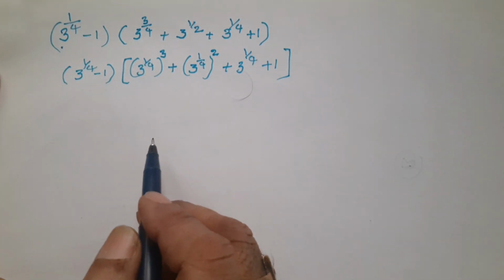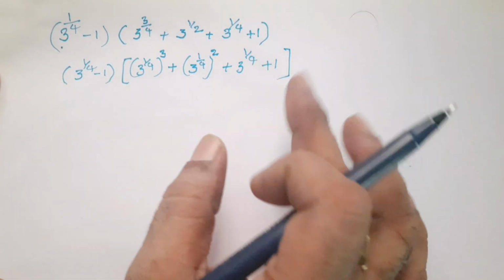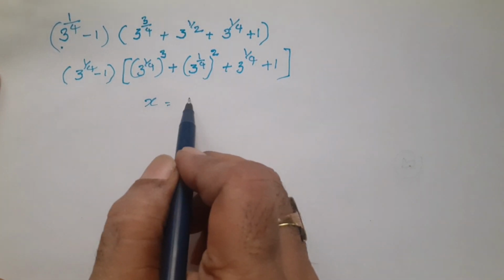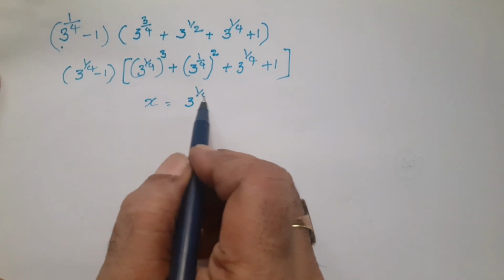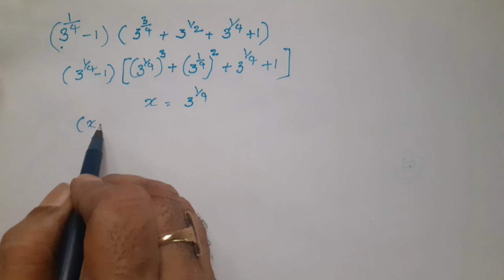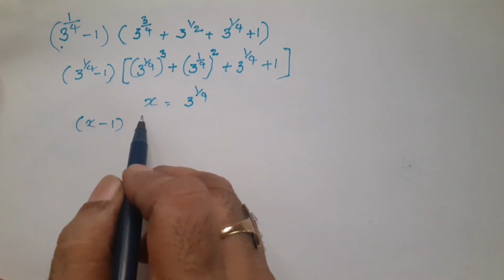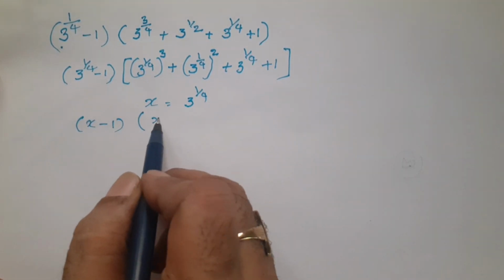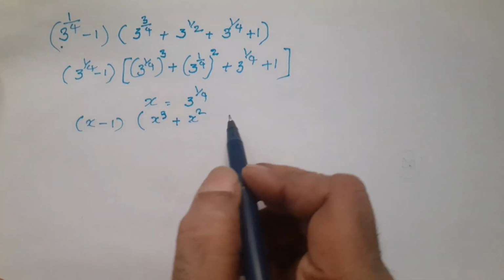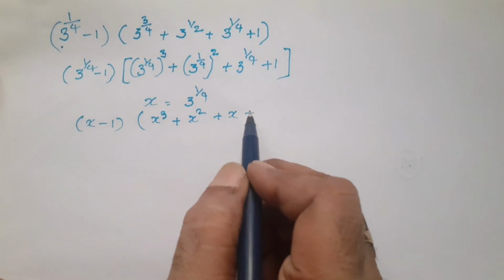Now here you take 3 power 1 by 4 equal to x. So you write here x equal to 3 power 1 by 4. Now replace with x, then we get x minus 1. Here you get x cube plus x square plus x plus 1.